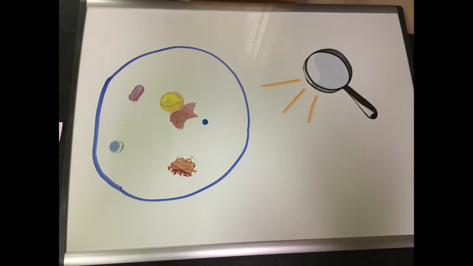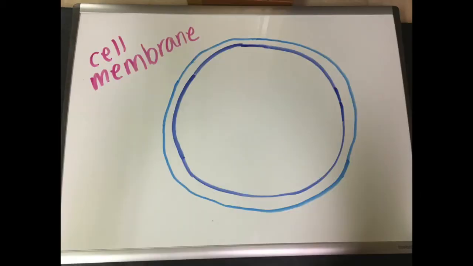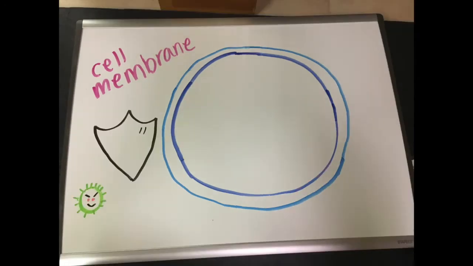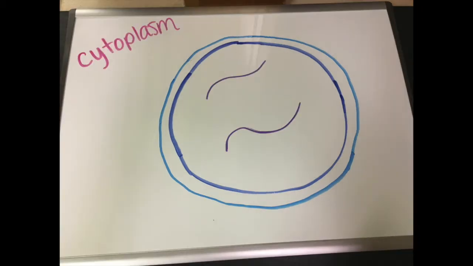Inside every cell are tiny structures called organelles. As the name suggests, they are like mini organs, each with their own function. The first organelle we will discuss is the cell membrane. The cell membrane surrounds the cell, protects it from the environment and invaders, and regulates what goes in and out. Within the cell is a liquid called the cytoplasm, which allows things like other organelles to move around.